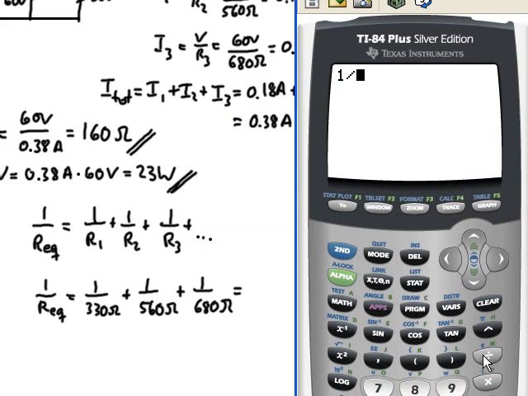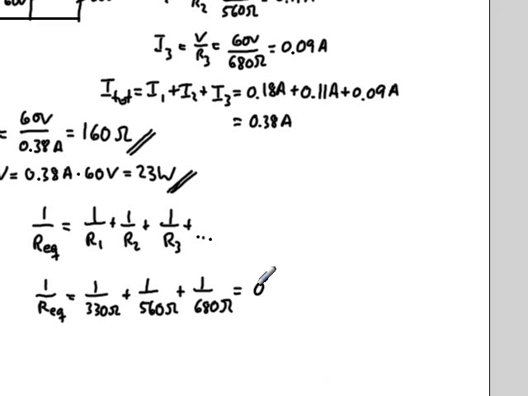Alright, let's see. 1 divided by 330 plus 1 divided by 560 plus 1 divided by 680. Hit enter, and I come up with this number here, 0.0063 rounded. But that's not the end result because I still have to invert that, because it says 1 over the equivalent resistance equals this number here.